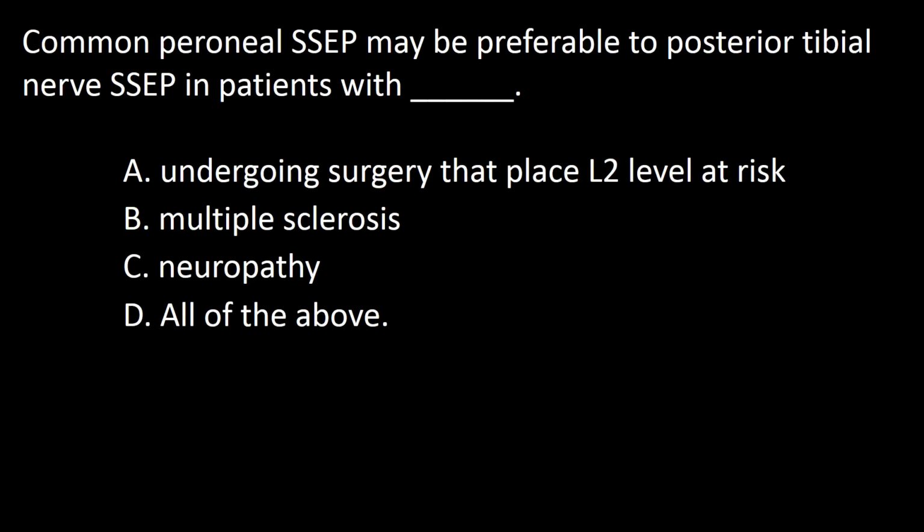Common peroneal somatosensory evoked potential may be preferable to posterior tibial nerve somatosensory evoked potentials in patients with A. Undergoing surgery that places L2 level at risk, B. Multiple sclerosis, C. Neuropathy, D. All of the above.